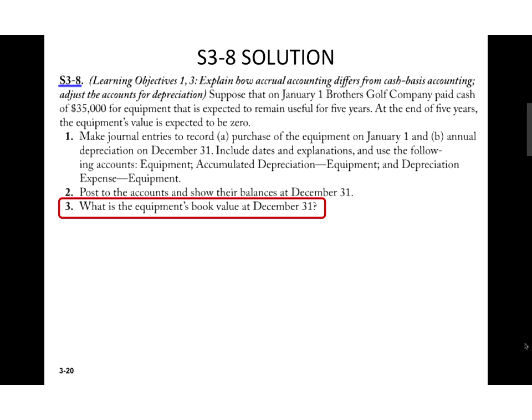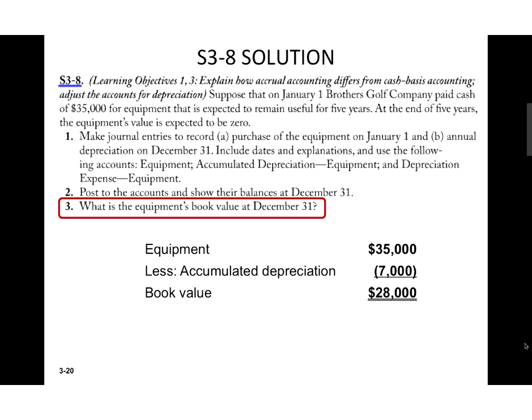Okay, so this question, we had one more part to it, book value. Book value on a plant asset is always its original cost less accumulated depreciation. So the book value on this particular problem is going to be its original cost of $35,000 less accumulated depreciation. I just show parentheses there to show it's being subtracted. So the book value of this equipment is $28,000. Book value is original cost minus accumulated depreciation.